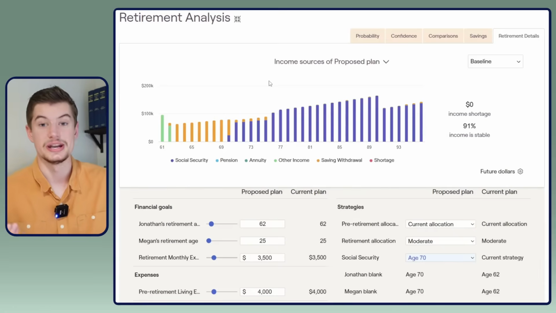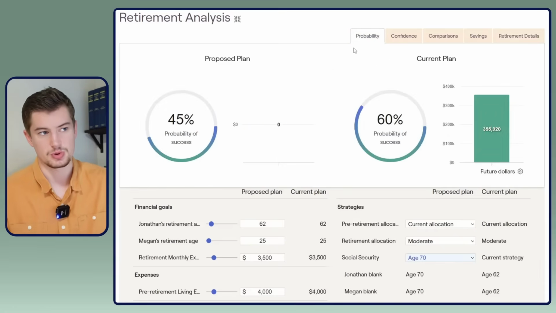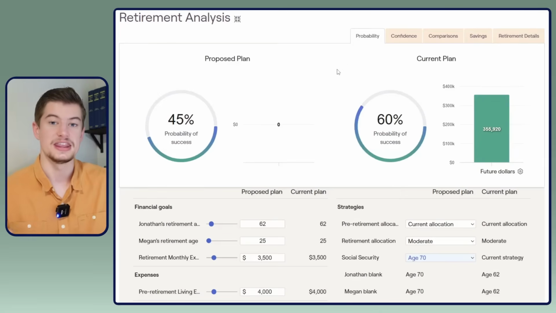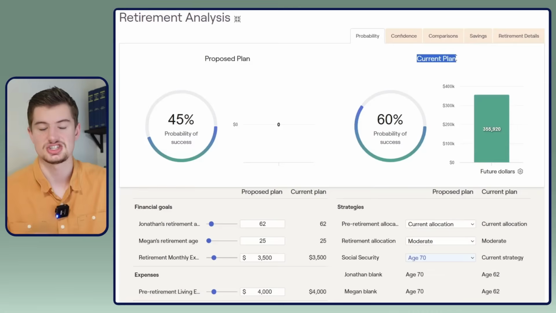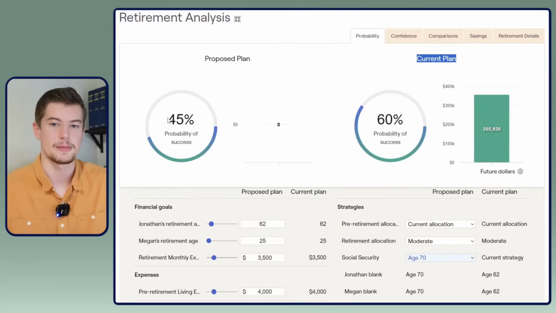So what we can do, now that we understand how both of those work, is we can go over here to this probability tab and show the probability of success at 62 versus 70. The current plan, that is age 62. The probability of success, 60%. The probability of success of them retiring, spending the $3,500 a month on top of healthcare, on top of housing expenses, gives them, claiming at age 70, a 45% probability of success.